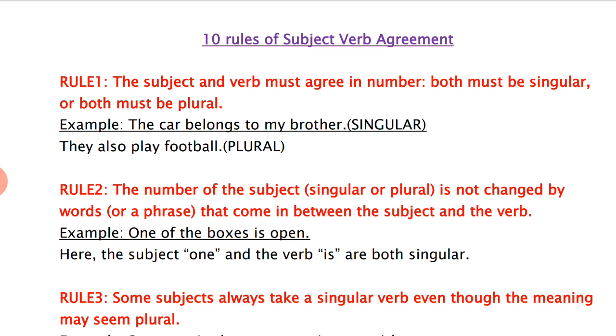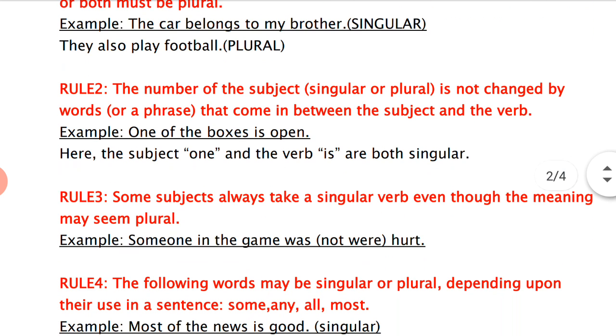They also play football. Right, rule number 2. The number of the subject, be it singular or plural, is not changed by the words or the phrases that come in between the subject and the verb. For an example, one of the boxes, we are talking about one box out of all those that are there, right? So one of the boxes is open. We can't write one of the boxes are open.